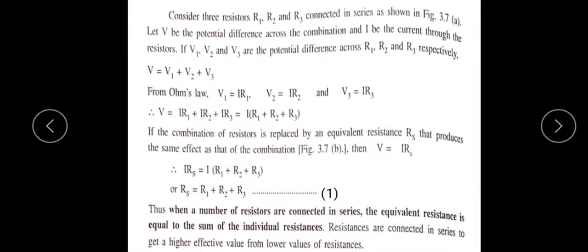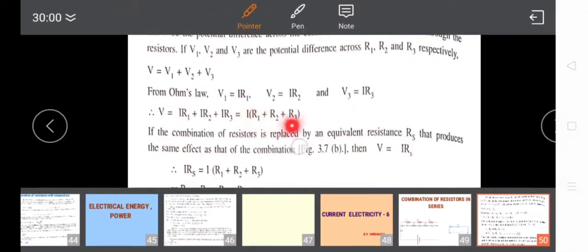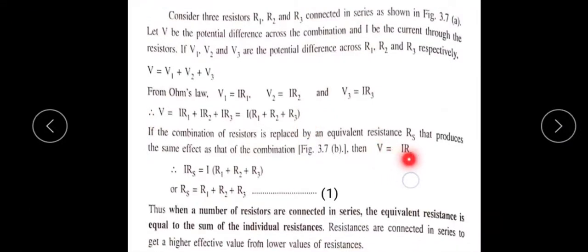According to the above equation, V is equal to I into R1 plus R2 plus R3. And V is also equal to I into Rs. So in place of V, replacing it with I Rs, this becomes I Rs is equal to I into R1 plus R2 plus R3.